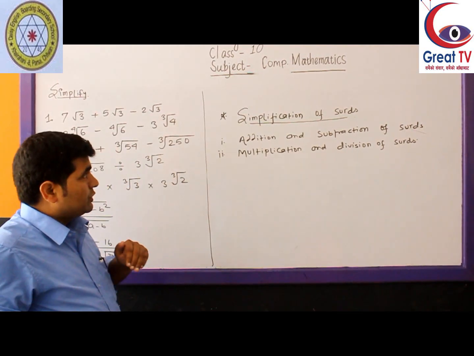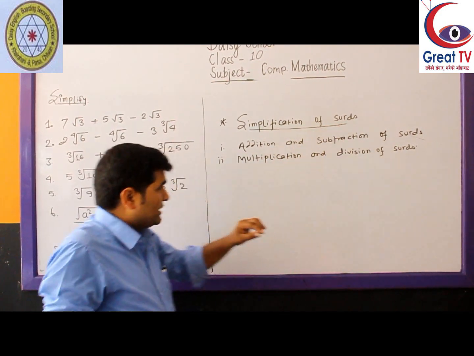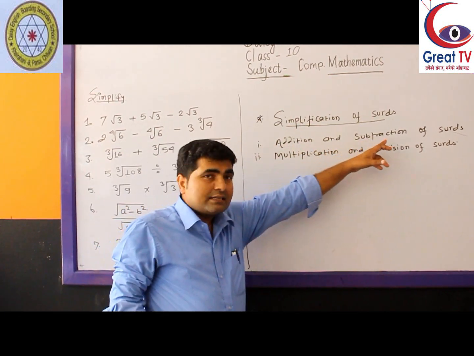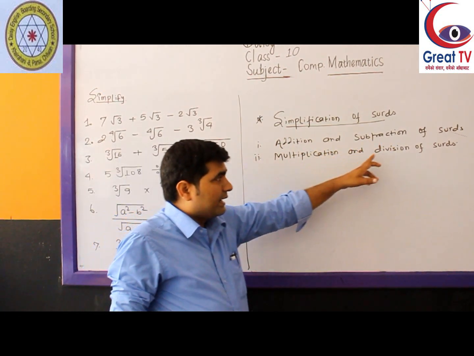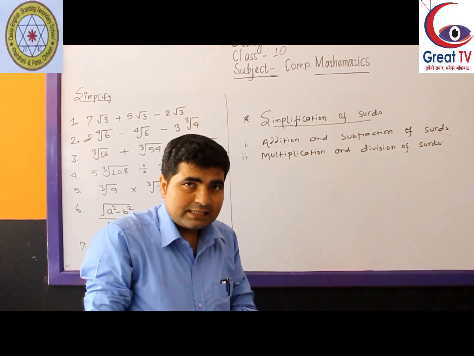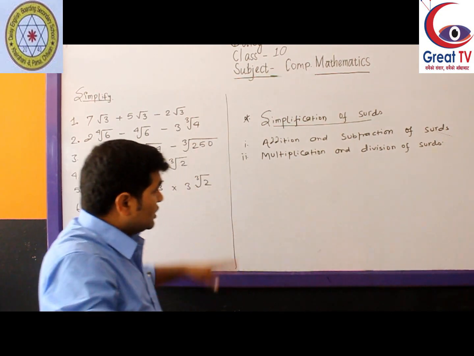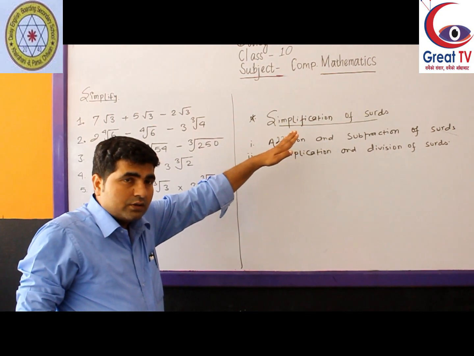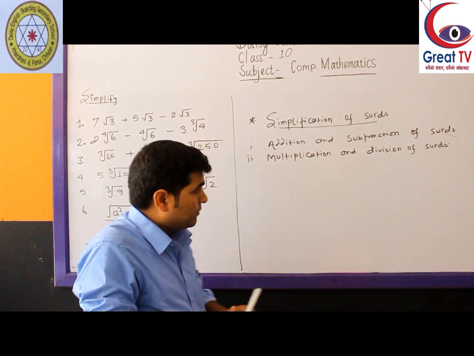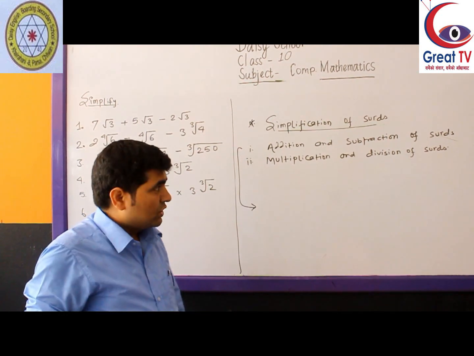Now, I'm going to discuss the simplification of Surds. How we simplify this type of Surds. This means addition and subtraction of Surds, and another one, multiplication and division of Surds. You have learned in class 6, class 7, class 8 about like and unlike terms. The same process is applied in Surds also. There are terms, addition and subtraction. Now, for these two, we can add and subtract the rational factor.